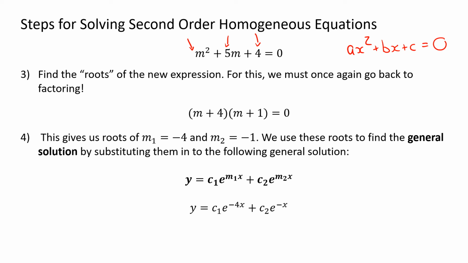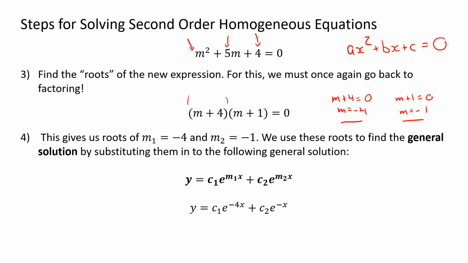So if we do that, remember, what we're trying to do is make the left-hand side equal the right-hand side of the equation. And to do that, one of these sets of brackets has to be 0. So either the first set, m plus 4 equals 0, so m is negative 4, or the second set of brackets, m plus 1 equals 0, so m must be equal to negative 1. So we know that our two roots are negative 4 and negative 1.